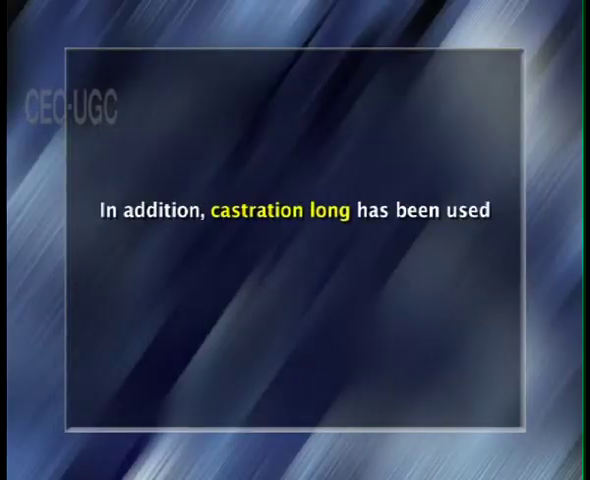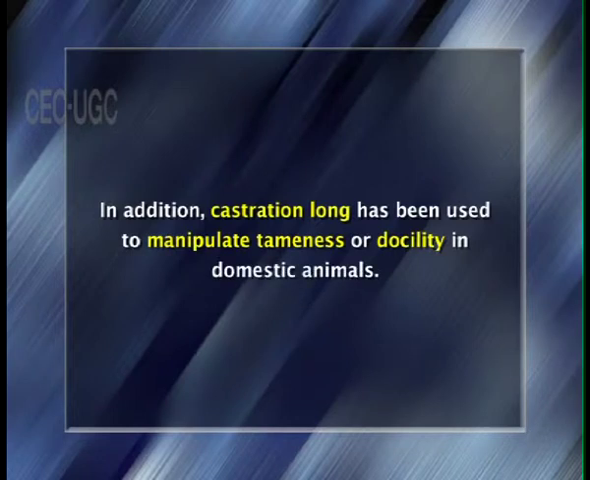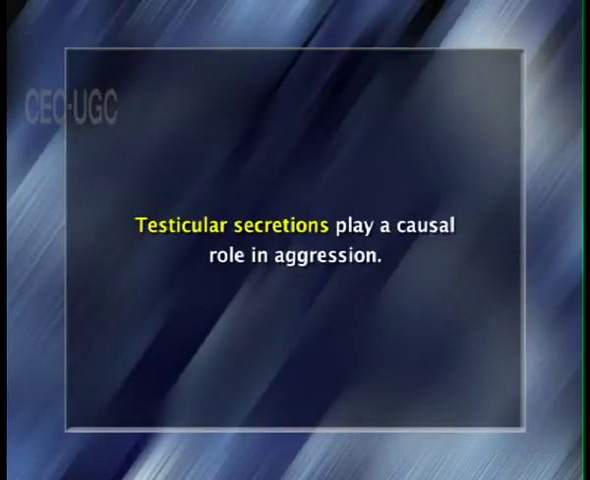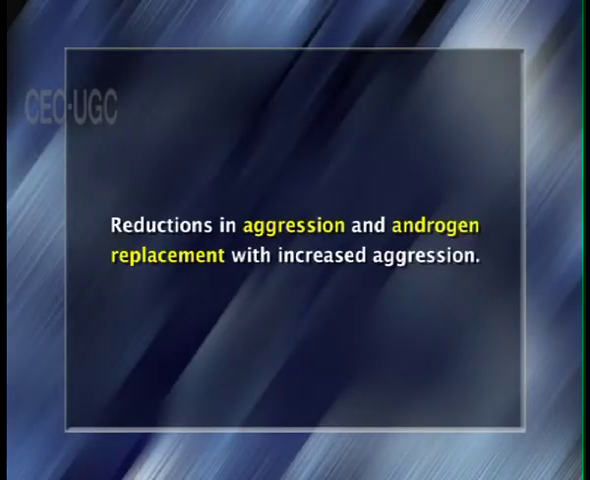Next is the aggression. First, male aggression. Sex differences in the expression of aggression are well documented, and aggression may increase around the time of puberty. In addition, castration has long been used to manipulate tameness or docility in domestic animals. These observations have led to the hypothesis that testicular secretions play a causal role in aggression. In general, in animals, castration is associated with a reduction in aggression and androgen replacement with increased aggression.